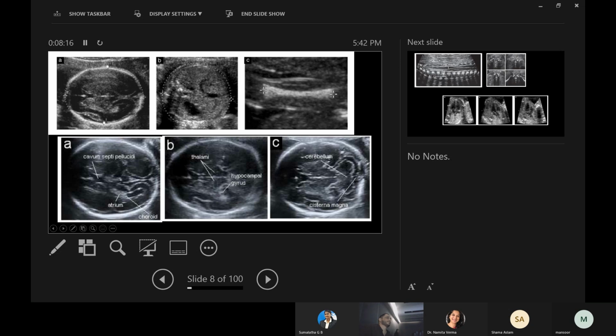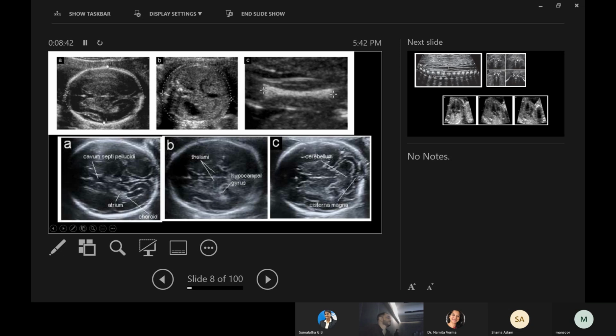The cavum septum should be seen, the frontal horn should be seen, the occipital horn should be seen, the hippocampal gyrus here, the parieto-occipital sulcus here. At this level, you have to measure the lateral ventricle with your calipers from inner margin to inner margin. And then the transthalamic view: the thalami should be seen, the hippocampal gyrus, the cavum septum; the cerebellum should not be seen, the orbit should not be seen.